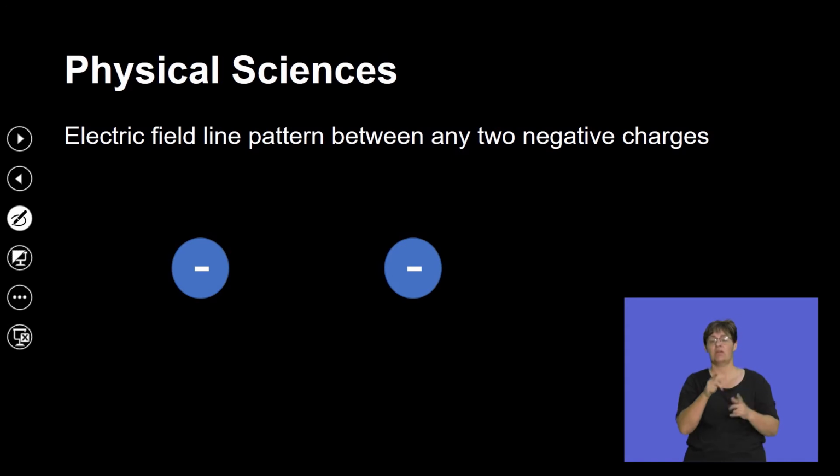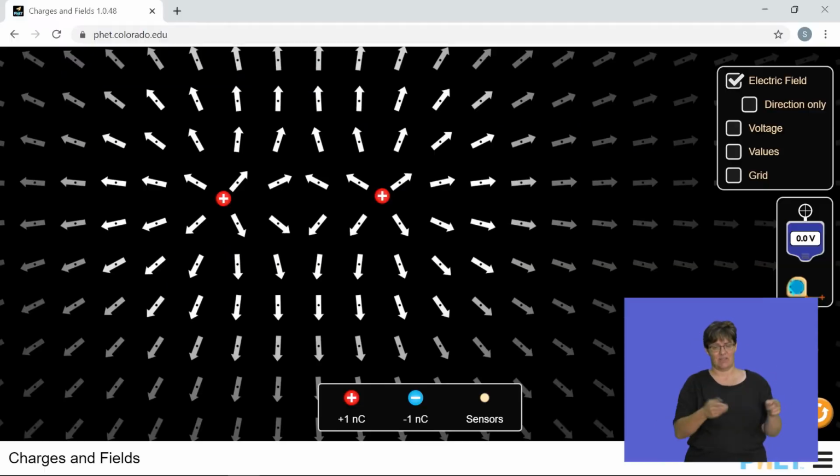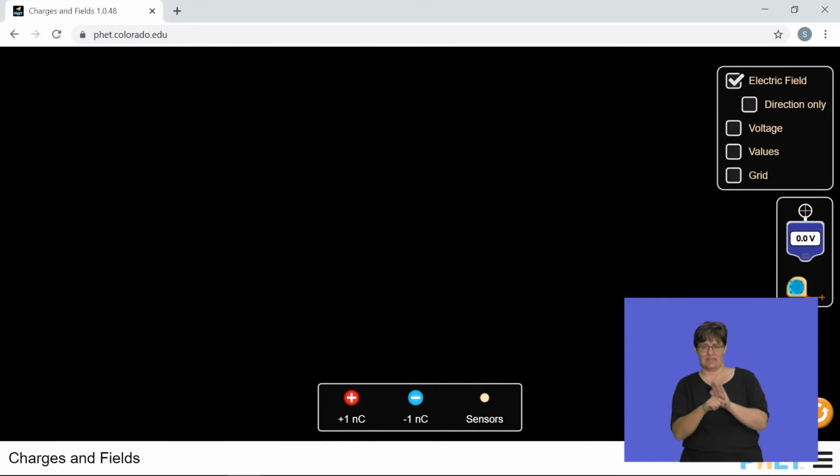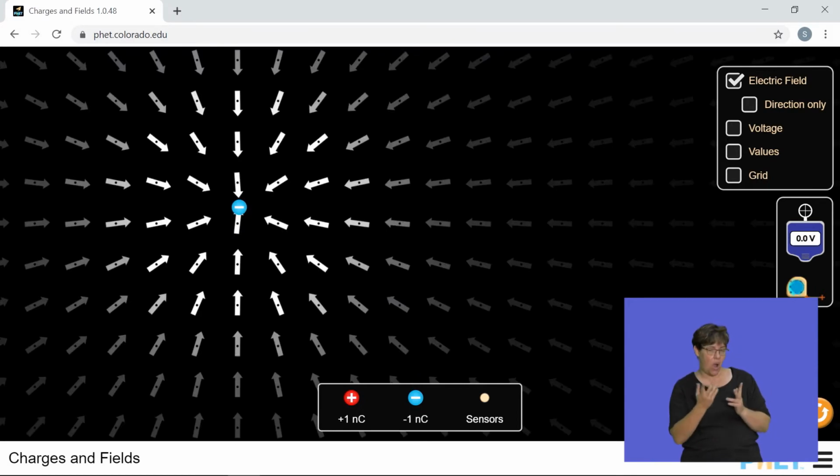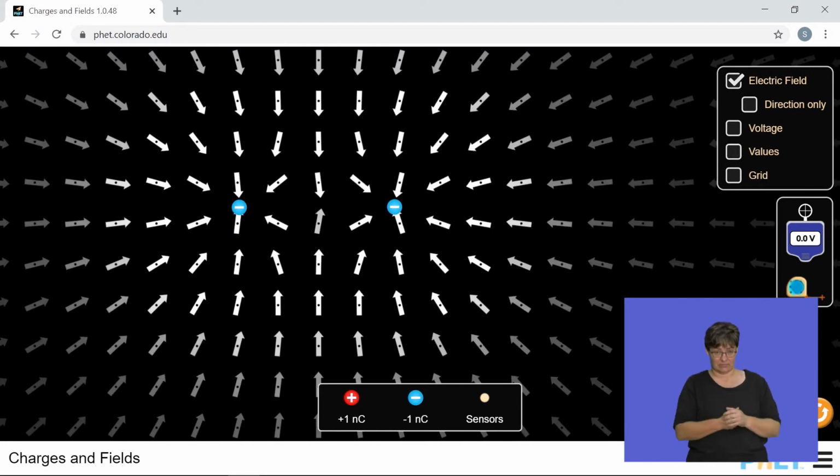Then what if it was two negative point charges? Still, these are like charges. The difference in this case is that these ones are negative, right? Having said that, let's go back to our simulation and see the pattern that exists around negative point charges if there are two of them in space interacting with each other. That's the direction of the field. It's towards the negative, but in both cases, they're pushing away from each other.